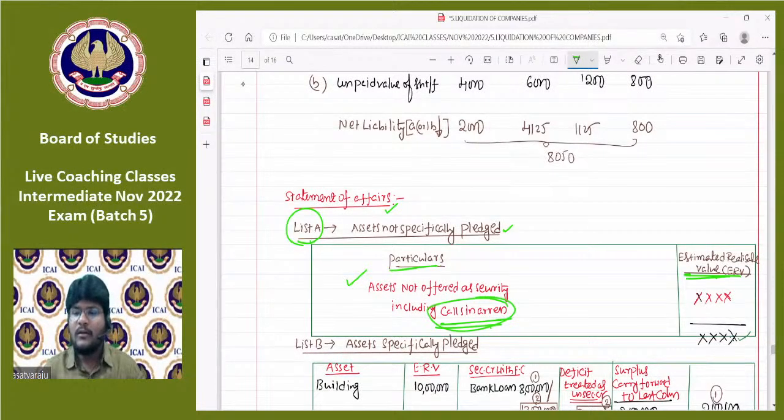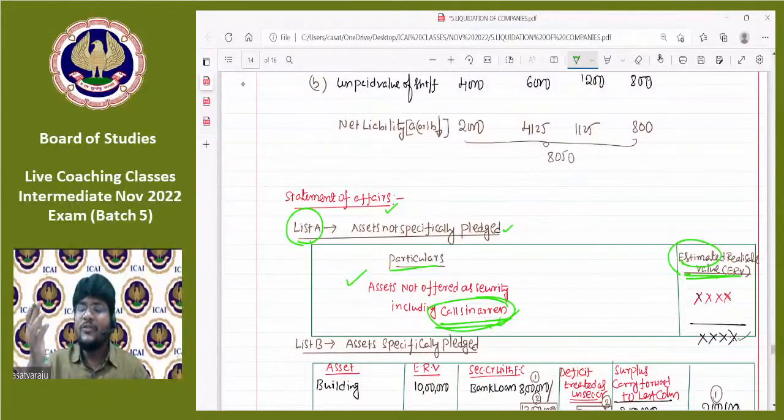Why, sir? The board of directors really don't know whether they will be able to get money from the calls in arrears or not. At the time of realization, when the call is made to such shareholders, the liquidator will check whether we are getting money from such equity shareholders or not. That's why, unless otherwise specifically mentioned, the board of directors will estimate that they will get money from the calls in arrears as well. That's why calls in arrears can be considered as an asset not specifically pledged, because these are estimates, not actuals.